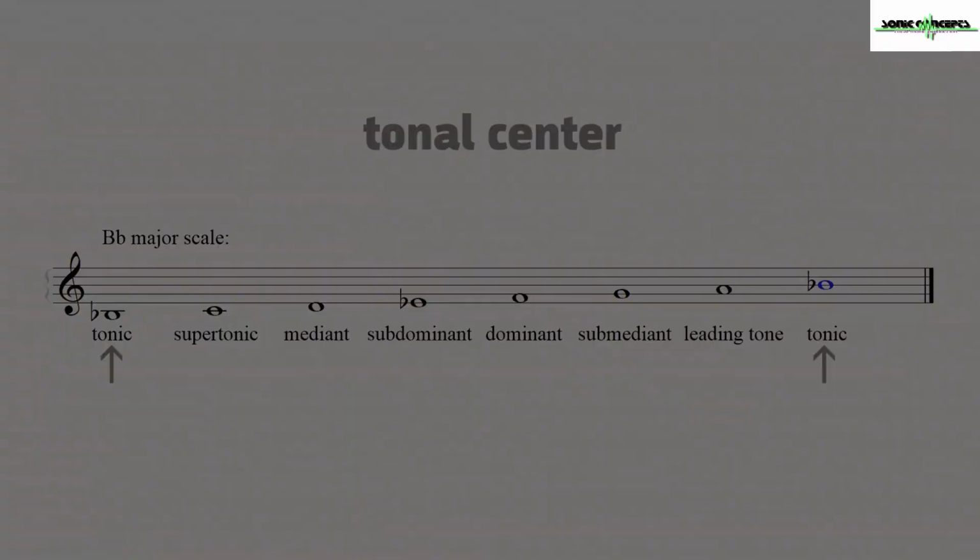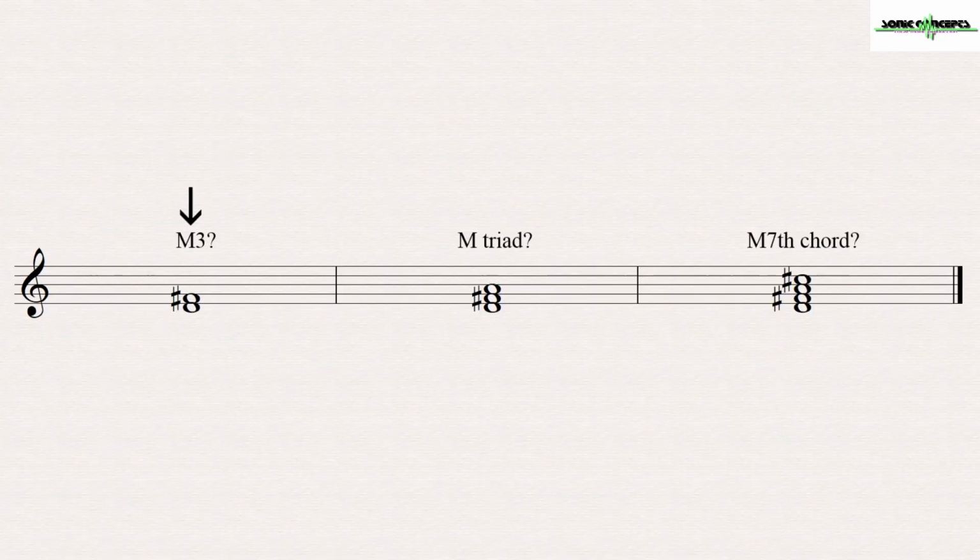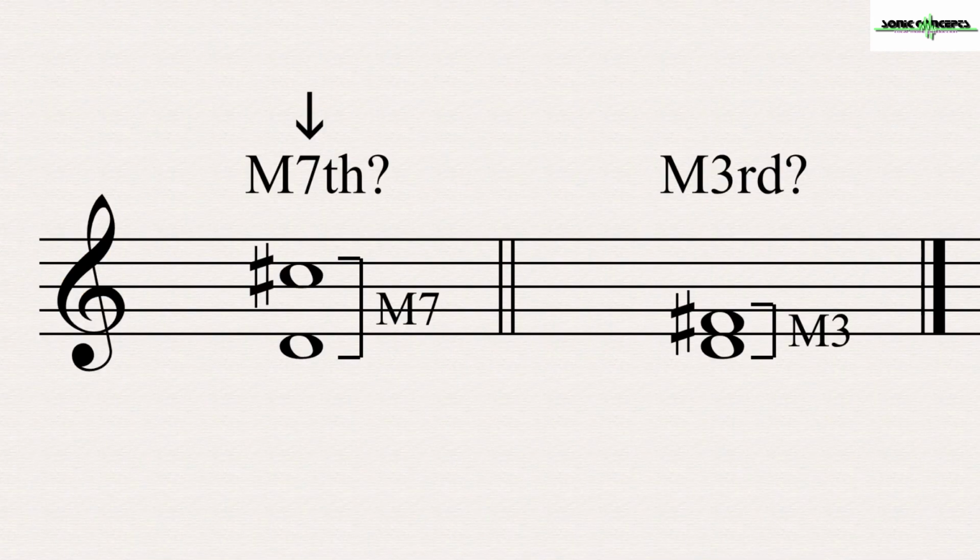This brings up another point. When discussing music theory, it's imperative that you be very specific with your terminology. Beginning students often get very confused with terminology in the early stages. For example, don't just answer a question with, "It's a major." What exactly is major? Are you talking about a major scale, a major interval, a major triad, or a major 7th chord? Is it a major 7th or a major 3rd?